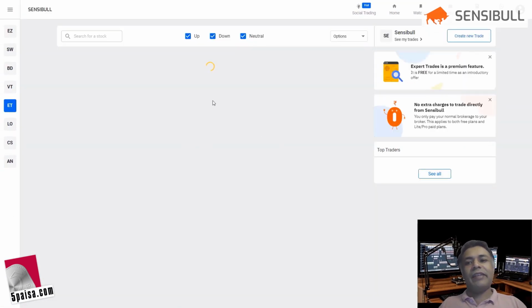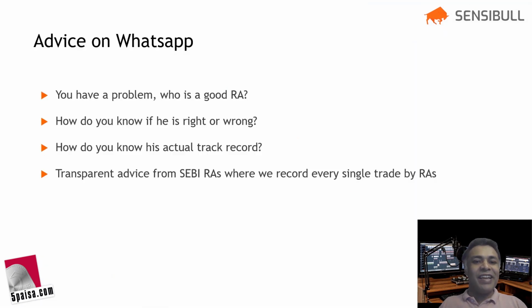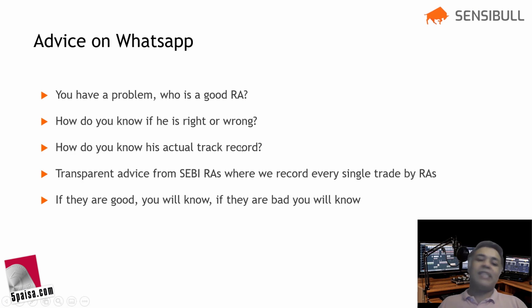So again, these trades come from SEBI registered advisors who are fully transparent. You know how much is their P&L, you know what kind of traders they are. This is probably the only advisory market in India where we are actually on the side of the user and not on the side of the advisor. So basically our idea is this, right? If they are good, these advisors, you will know. If they are bad, you will know.